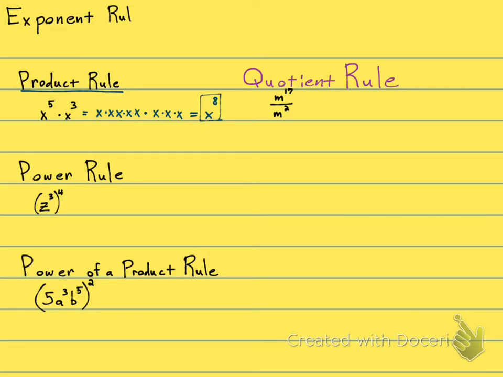Okay, and you're going to learn that using the product rule, if you have the same base and you are multiplying, you're going to end up adding the exponents. So you could rewrite it like this: x to the 5 plus 3.